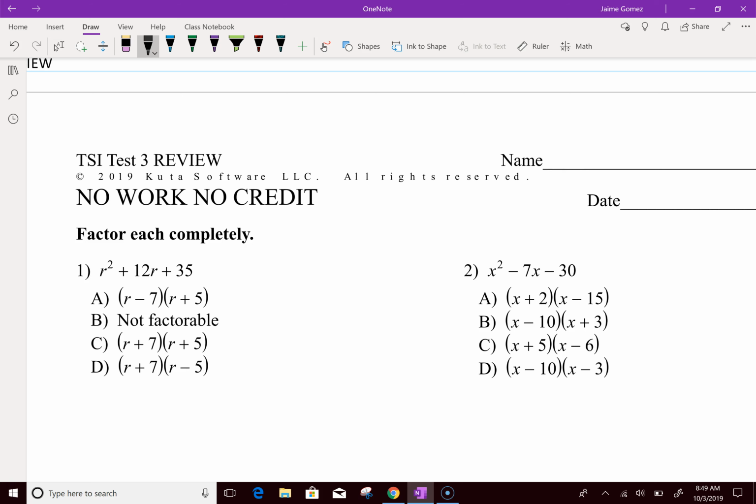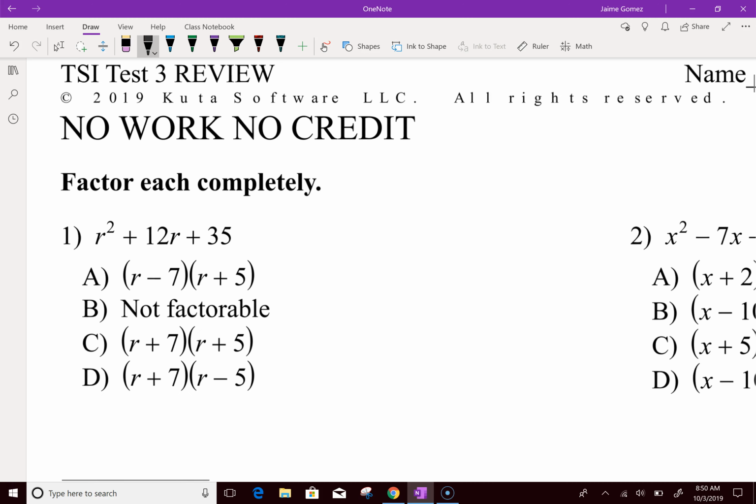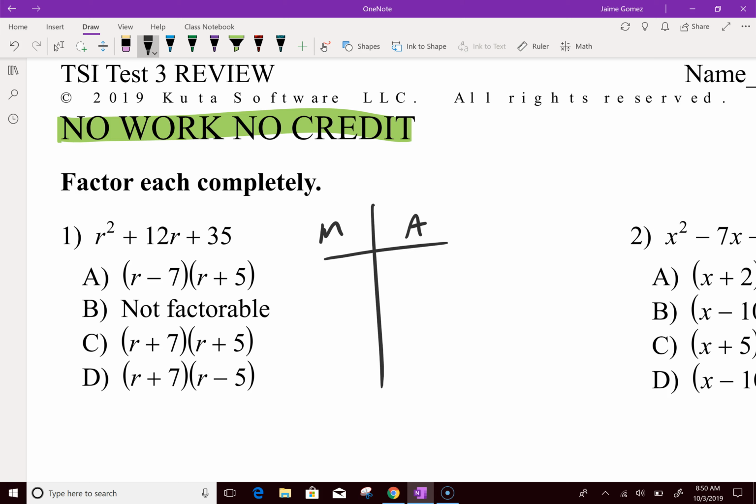So number 1, just to factor completely. Two numbers that multiply to give us 35 would add to give you 12. If you already know the answer in your head, that's great. So do I. I'm still going to write it down. Remember that. No work, no credit. So all the work you need here is multiply and add. The multiply is the last number, so it's 35. The add will be my 12 in the middle.